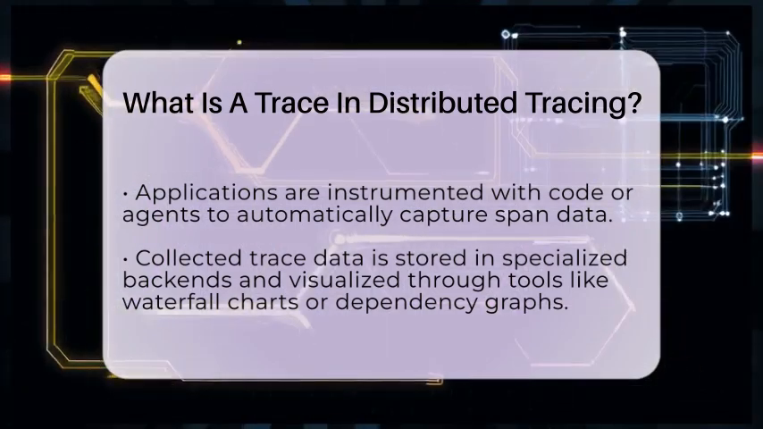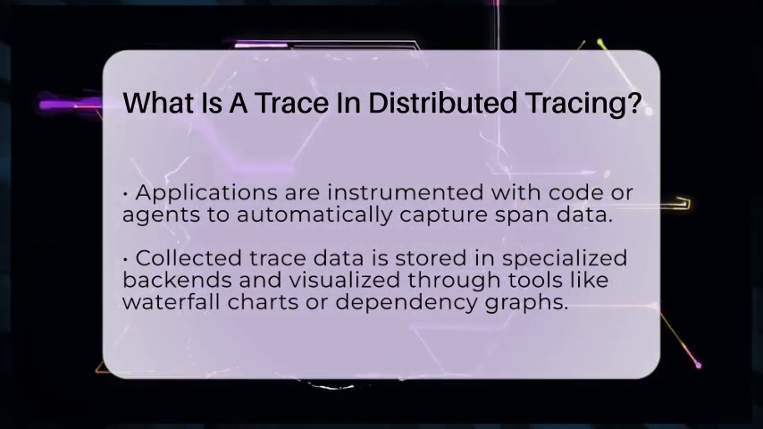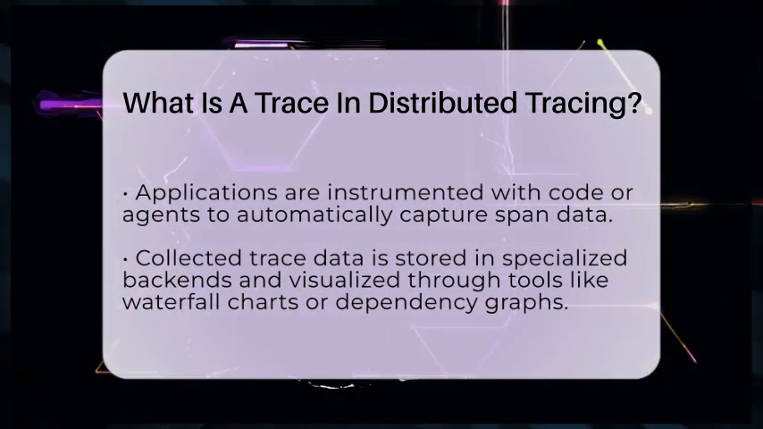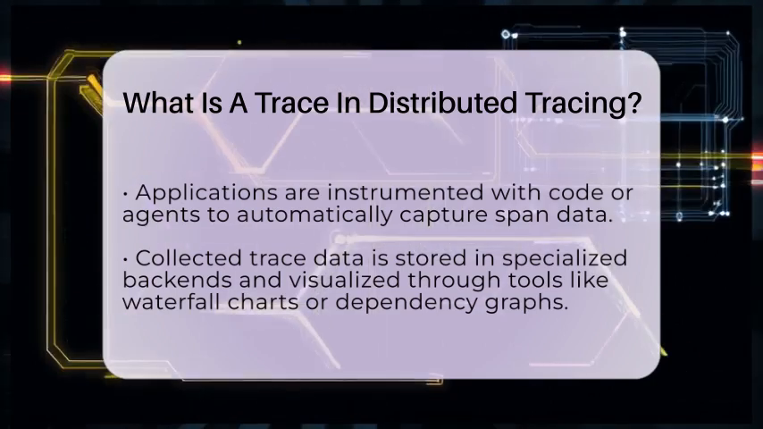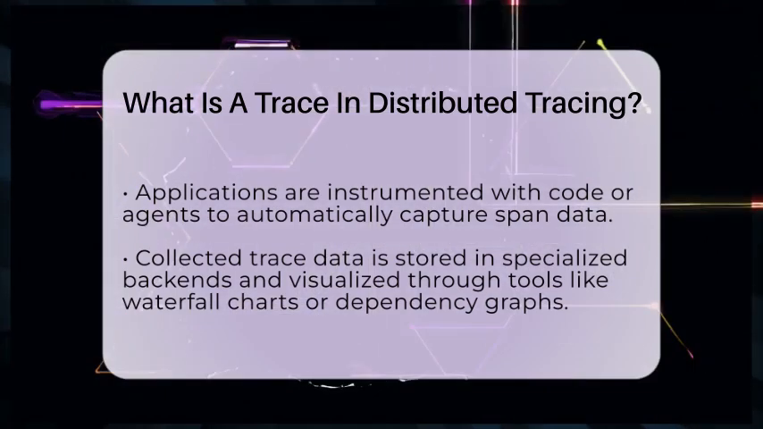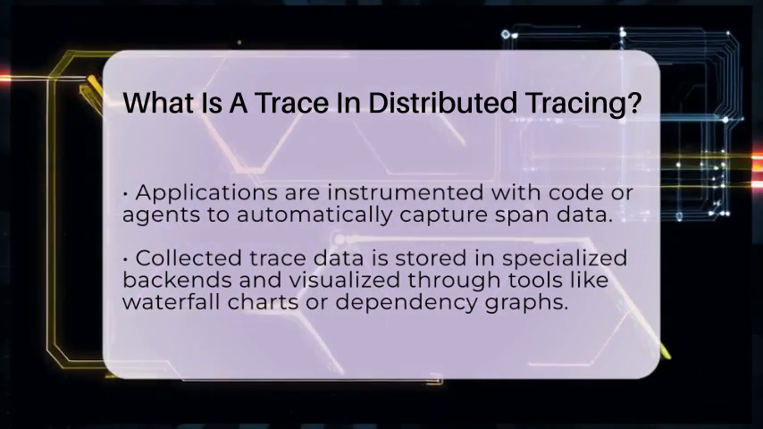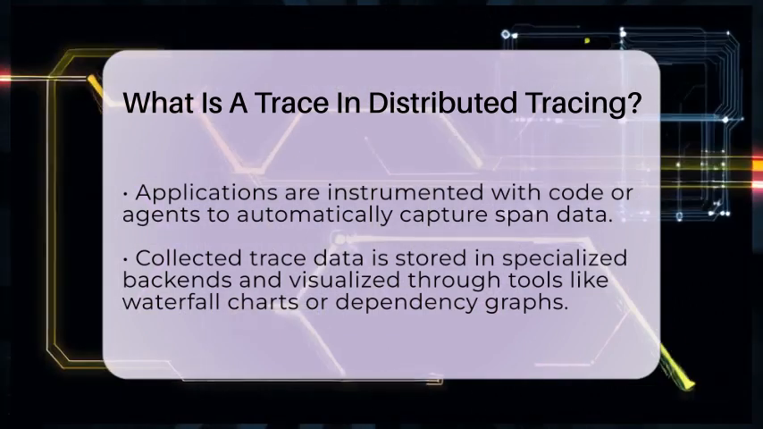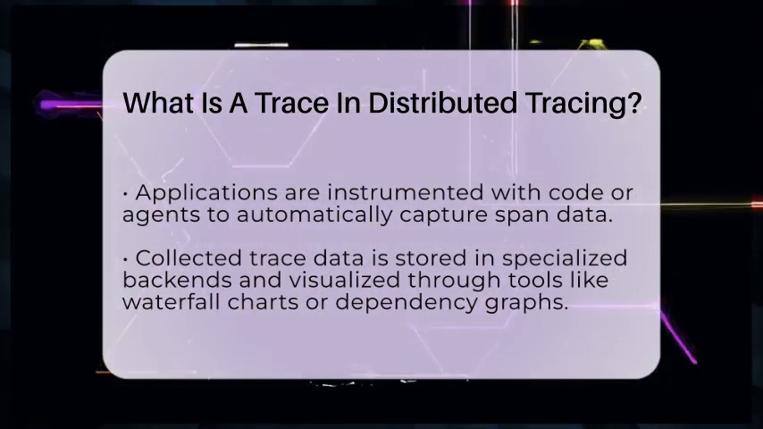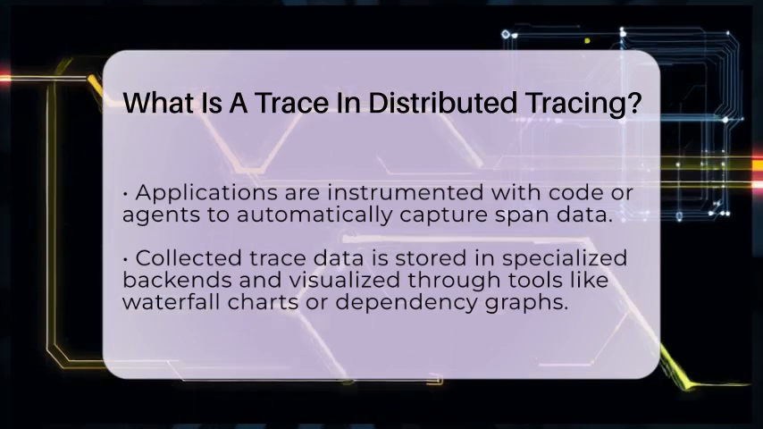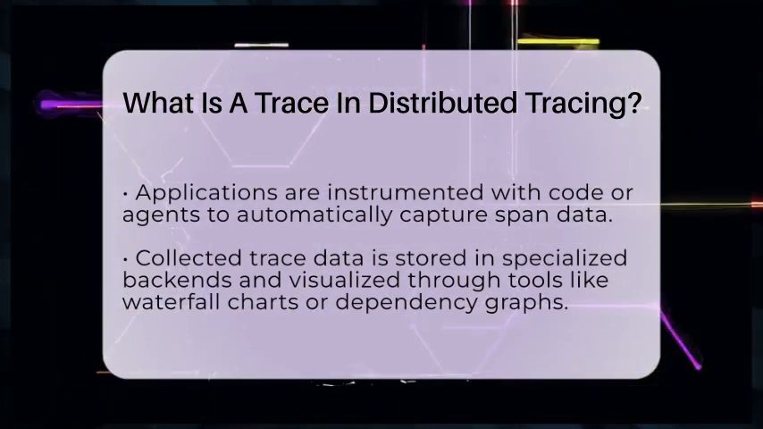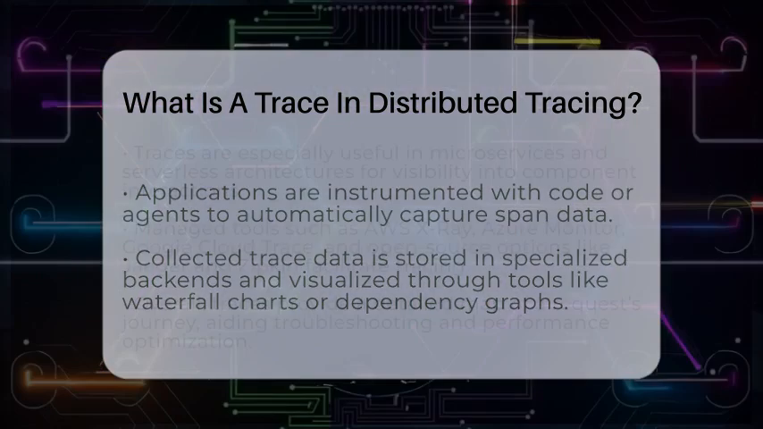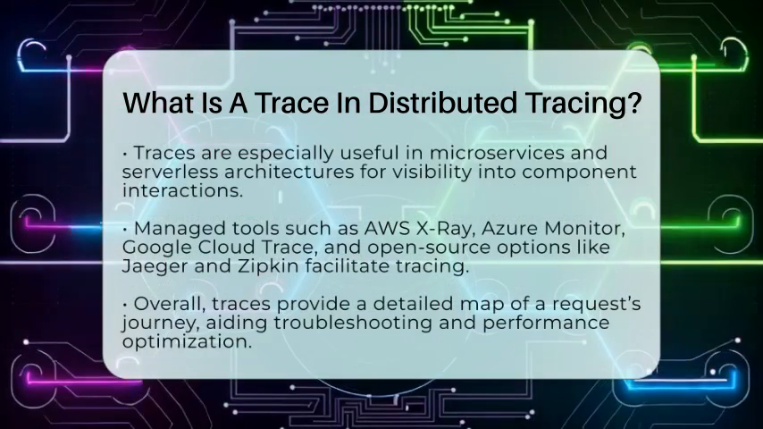The technical side involves passing trace information between services, often through headers in HTTP requests or messaging protocols. This process is called context propagation. Applications are instrumented with code or agents that automatically capture spans, making it easier to gather data without manual effort. The collected trace data is stored in specialized backends and visualized through tools that display the information as waterfall charts or dependency graphs.